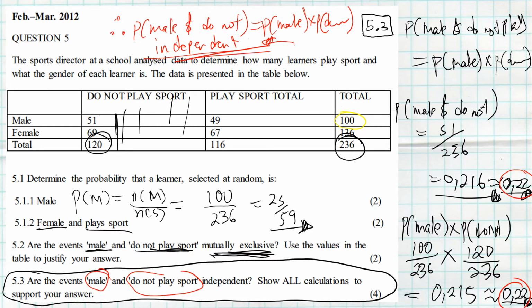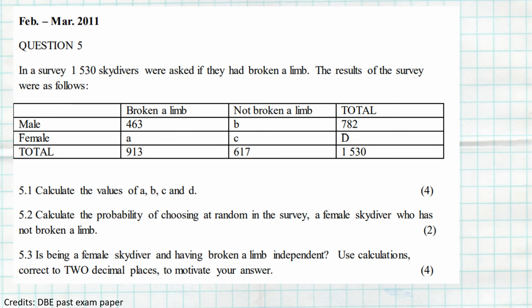Okay, let's now quickly focus on this different example. You're given a contingency table that is not complete, right? They tell you that the total in a survey of 1,530 ski drivers, and you can see it at the bottom corner, right? So that's your total number of sample space. We're asked if they had broken a limb.